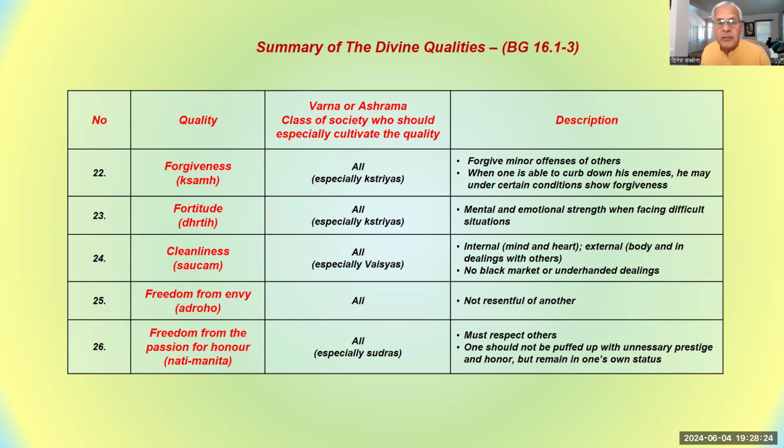Forgiveness, kshama, all, especially Kshatriyas, forgive minor offenses of others. When one is able to curb down his enemies, he may under certain conditions show forgiveness. Fortitude, dhriti, all. Mental and emotional strength when facing difficult situations. Cleanliness. Yes, just a minute, Mataji.